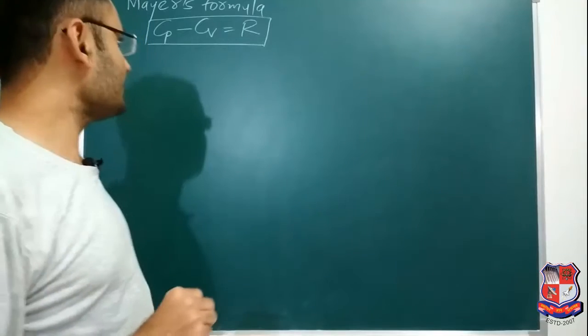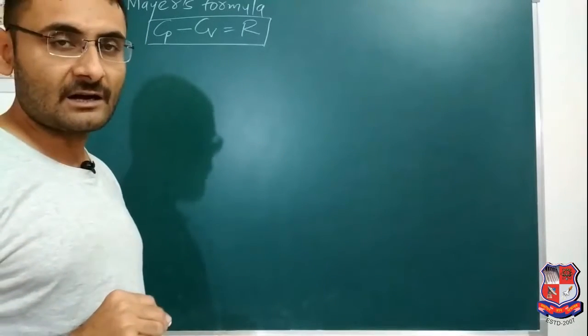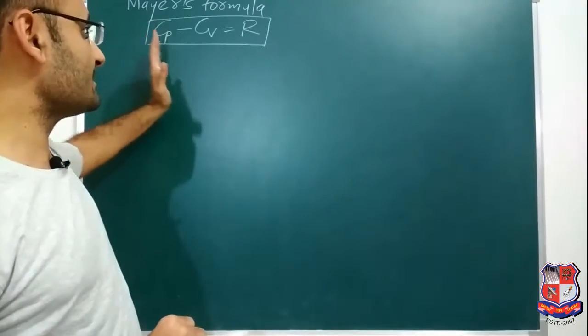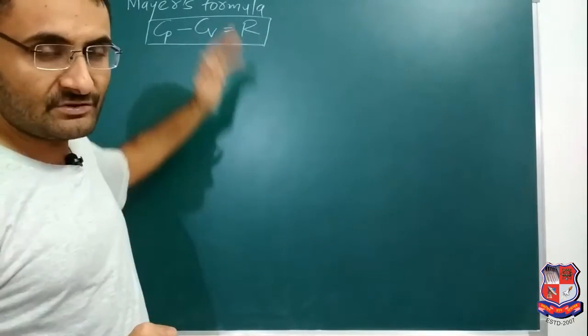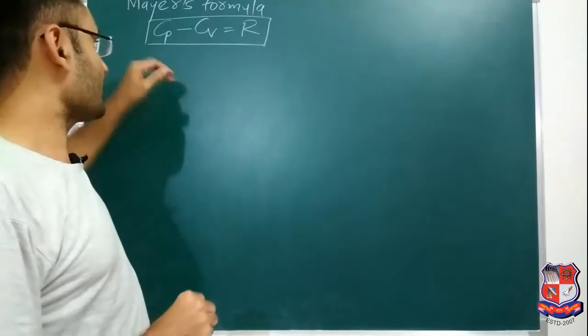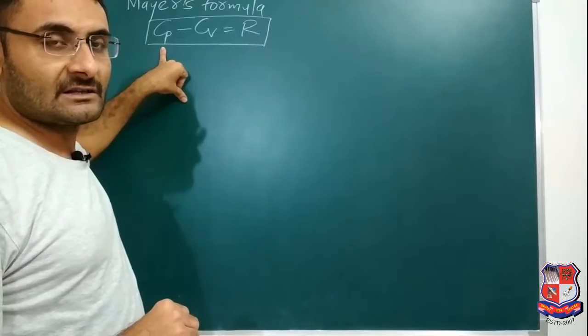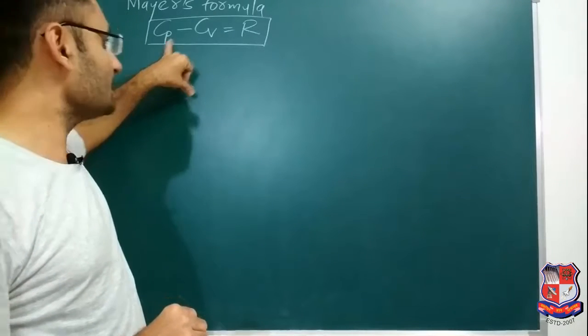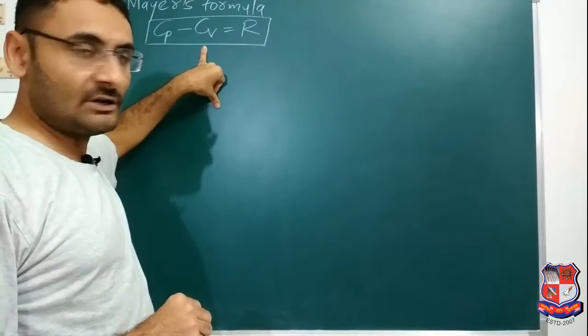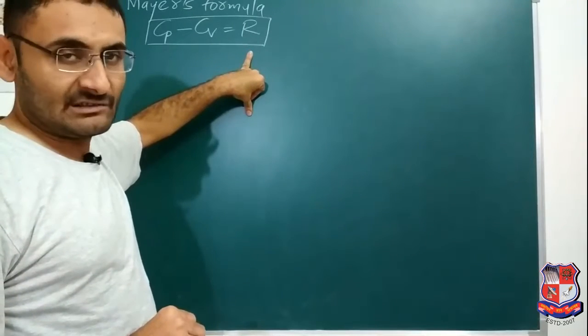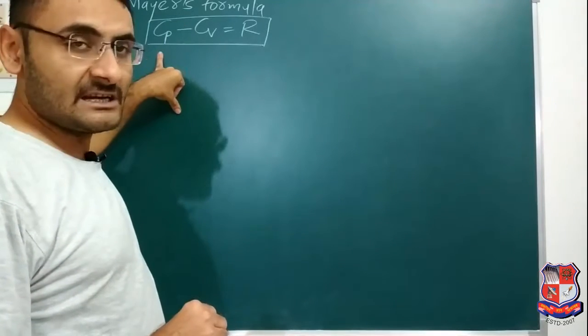Today's topic is to prove that Cp minus Cv equals R, which is also known as the relationship between Cv, Cp and R, or Mayer's formula. Here Cp is the specific heat at constant pressure, Cv is the specific heat at constant volume, and R is the universal gas constant.